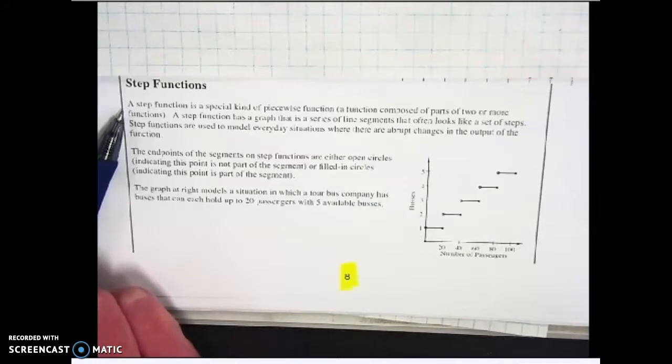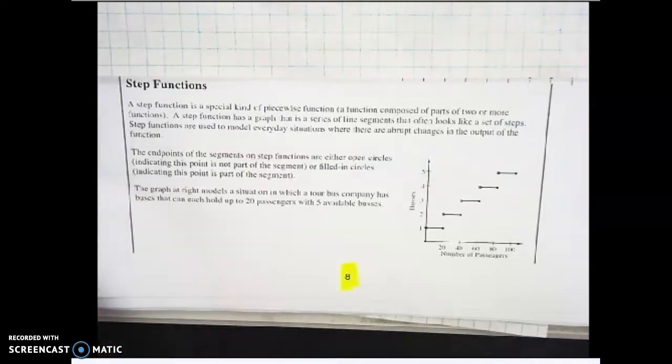Bottom of page 8 where it says step functions. A step function is a special kind of piecewise function, a function composed of parts of two or more functions. A step function is a graph that is a series of line segments that often look like a set of steps. Step functions are used to model everyday situations where there are abrupt changes in the output of the function.